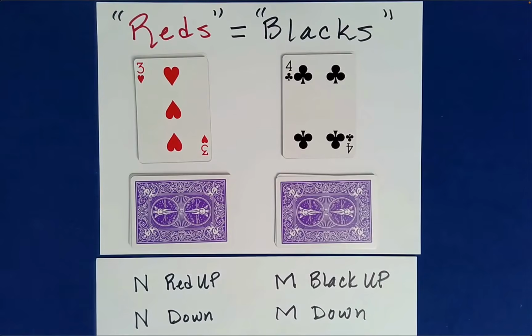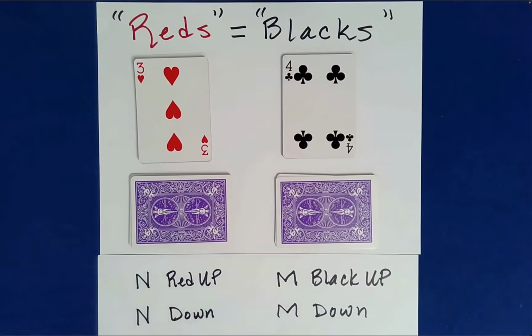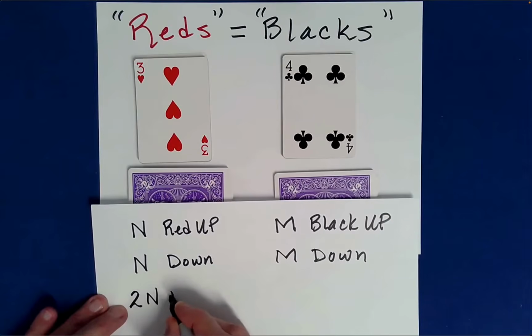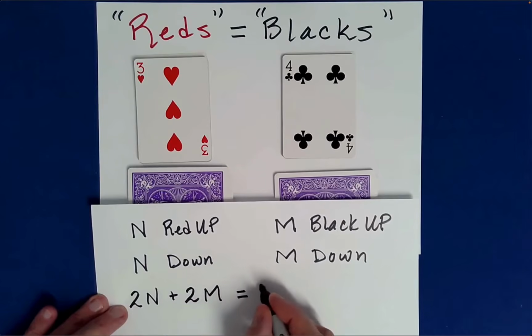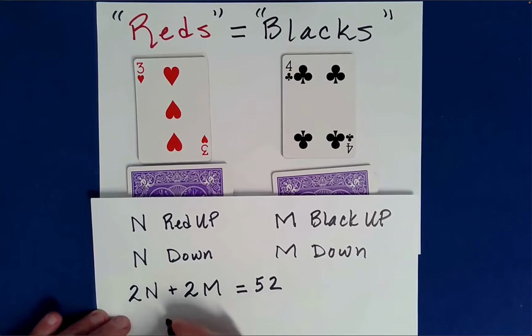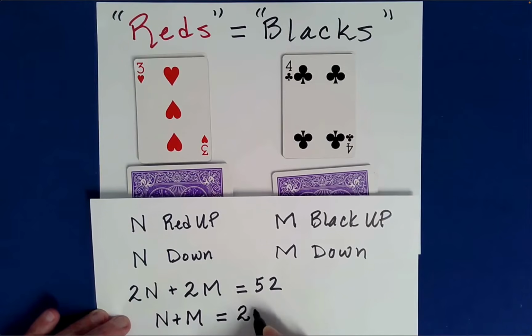Well, what do we know? We know that the total of all of the cards is 52. So, for example, we can write 2n plus 2m is equal to 52. Well, we can divide both sides of this equation by 2. So we would get n plus m is equal to 26. This is all we really need to know to complete this proof.